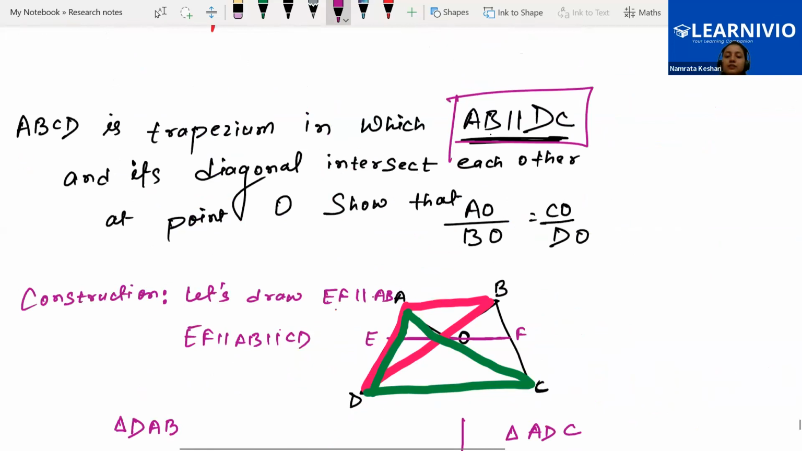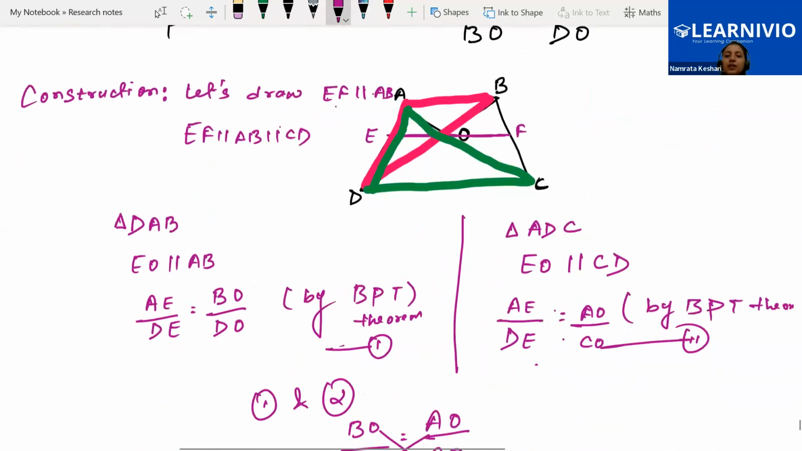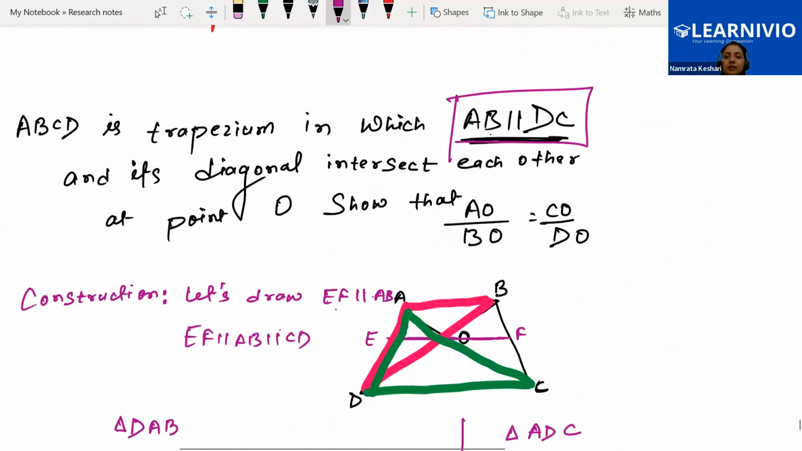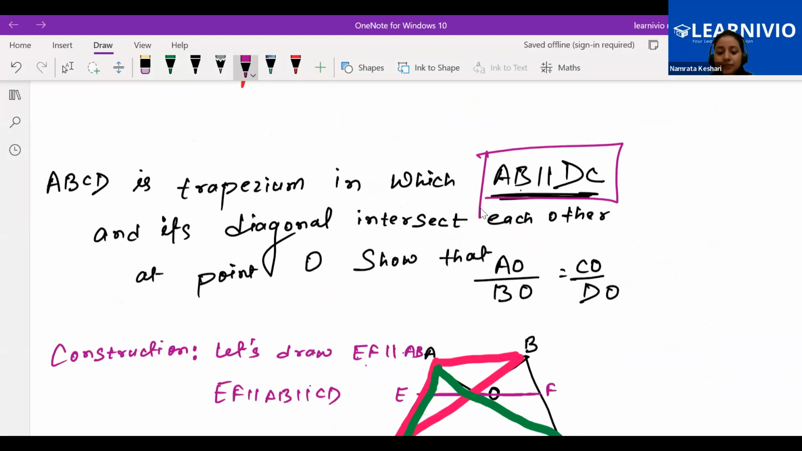Are you getting it? See these two triangles, the pink one and the green. This is how we will do this proof. Anyone having any confusion over here?